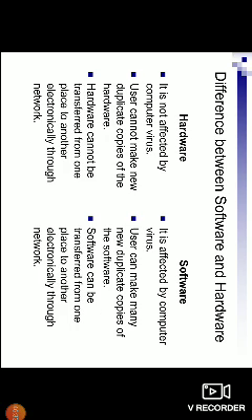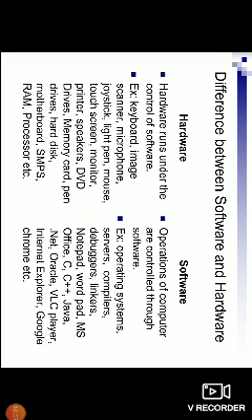With hardware, the user cannot make duplicate copies. In software, a user can make many duplicate copies of the software. Next, hardware cannot be transferred from one place to another electronically through network. Software can be transferred from one place to another electronically through network. And hardware runs under the control of software. Here operations of computers are controlled through software.